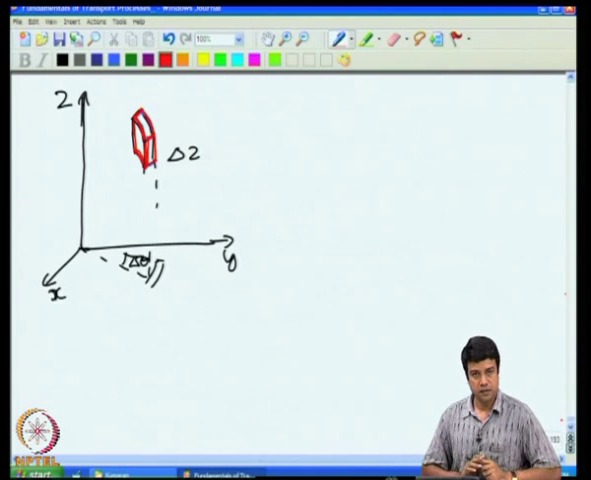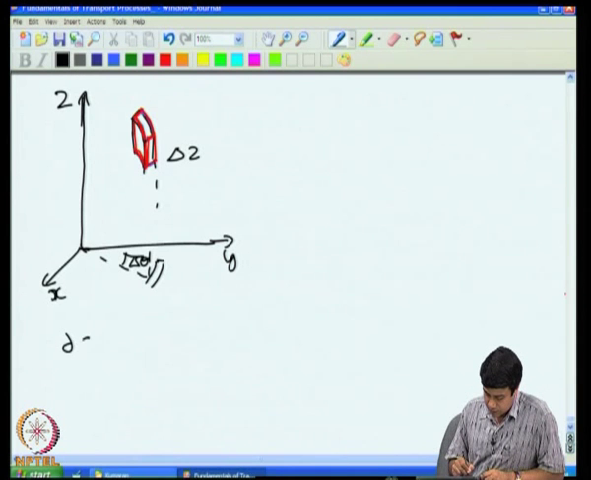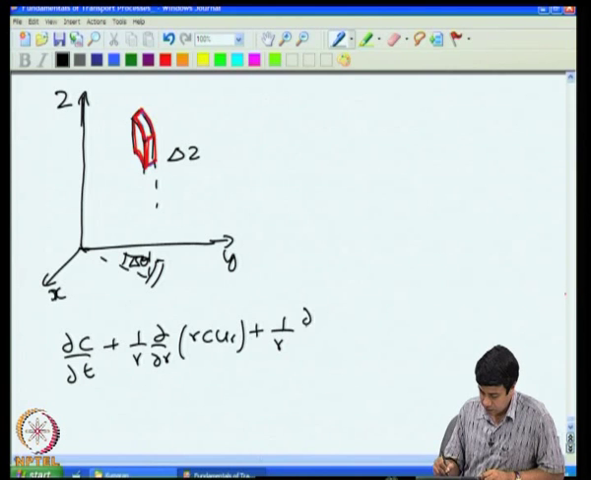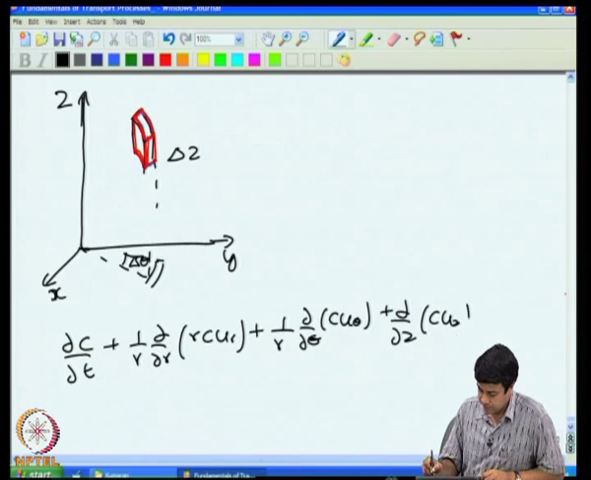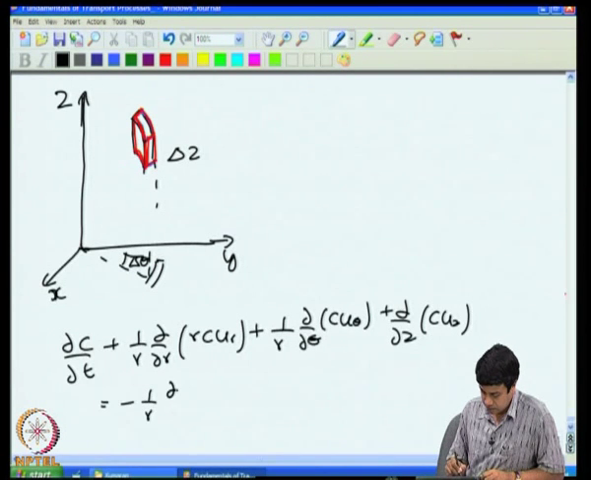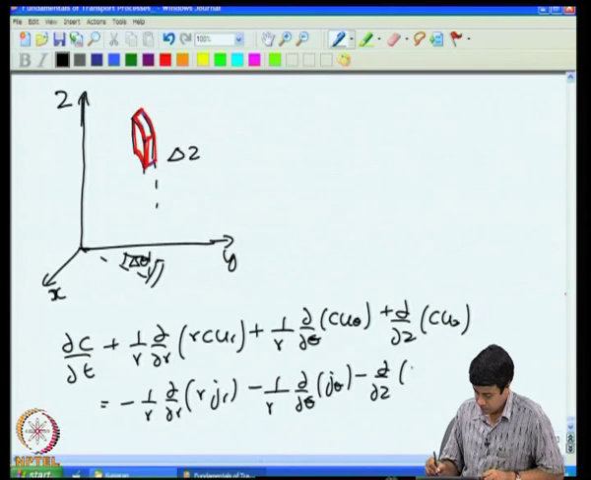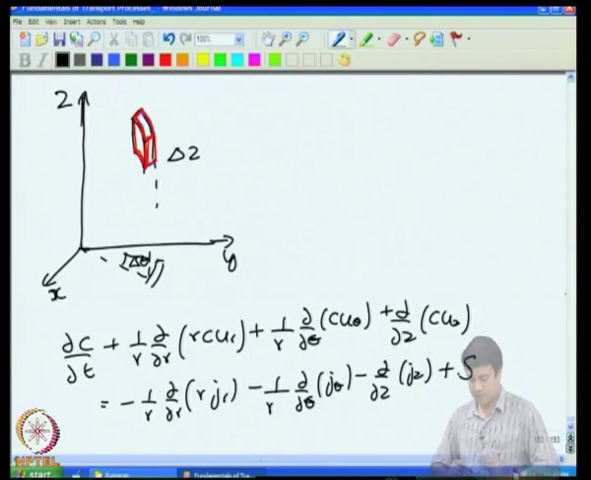So, if I put all these together into the conservation equation and divide by the volume, I will finally get an equation of the form partial c by partial t plus 1 by r d by dr of r c u r plus 1 by r d by d theta of c u theta plus d by dz of c u z is equal to minus the divergence of the flux, plus the source term.